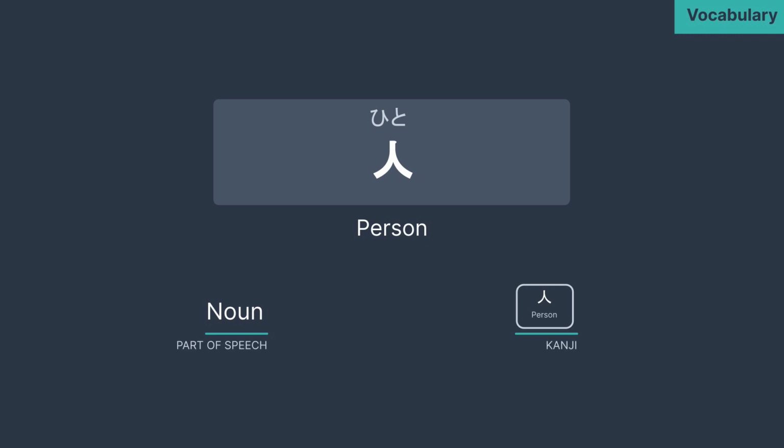The fourth word is hito. It means person. This word contains one kanji by itself and uses the kunyomi reading of that kanji, which in this case is hito.